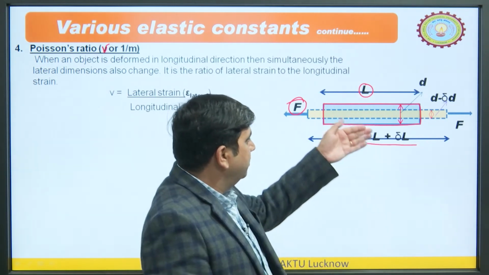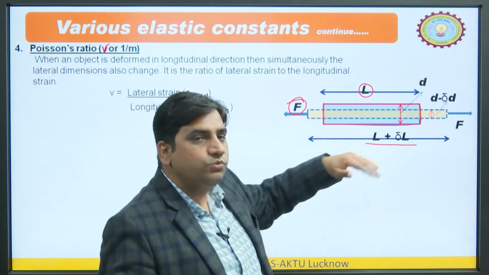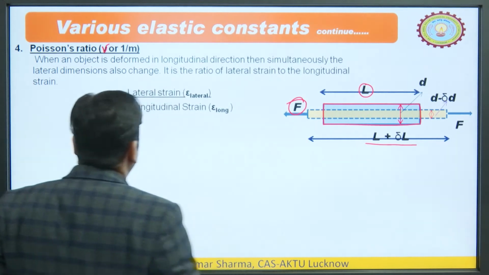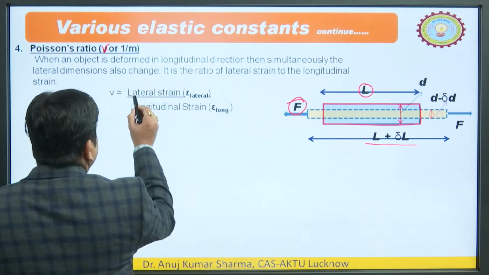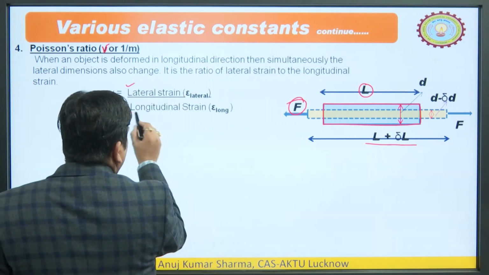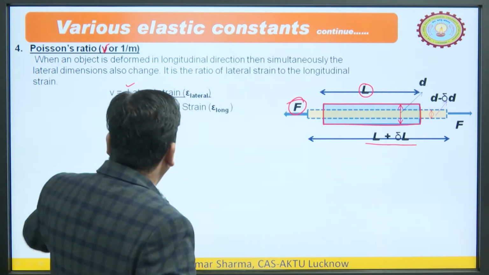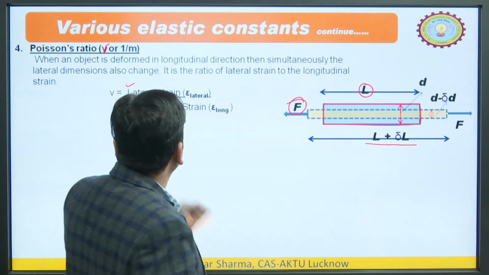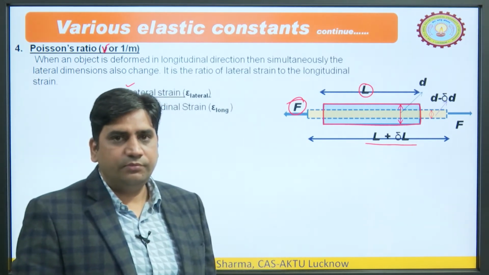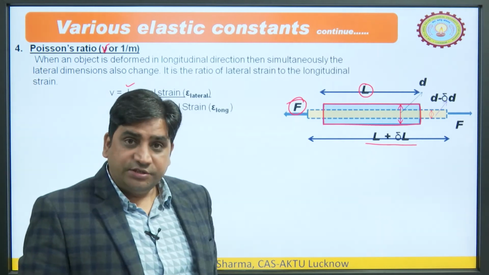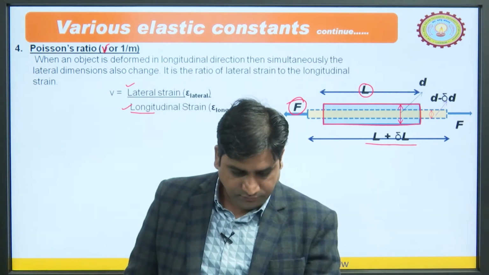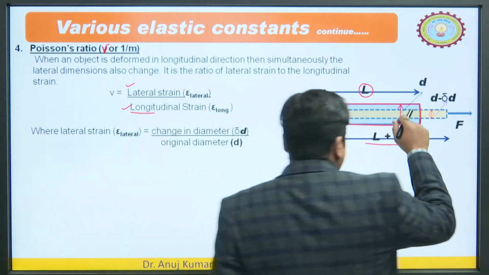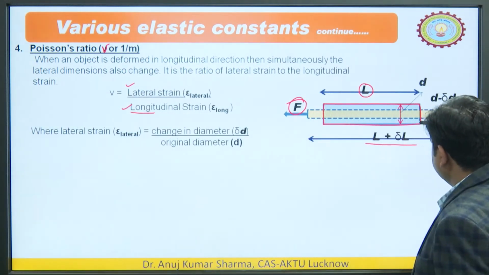The relation between these 2 strains is the Poisson's ratio. So, there are 2 types of strains: one is the lateral strain, another one is the longitudinal strain. The ratio of lateral strain to longitudinal strain is equal to Poisson's ratio, right. What is the lateral strain? I have already explained, lateral strain means change in diameter. This is the lateral dimension.